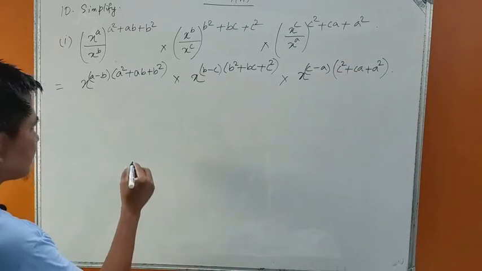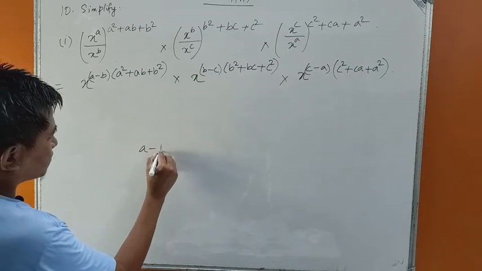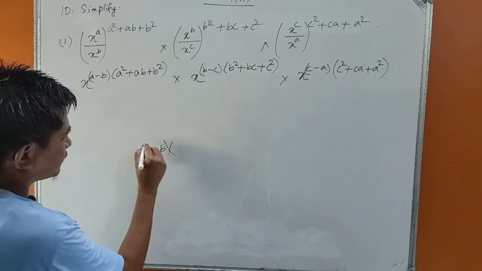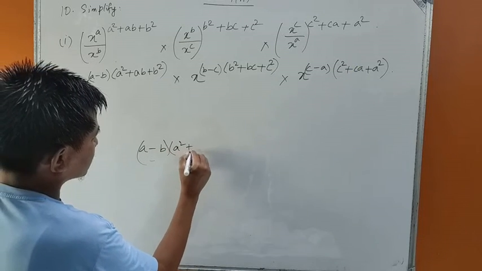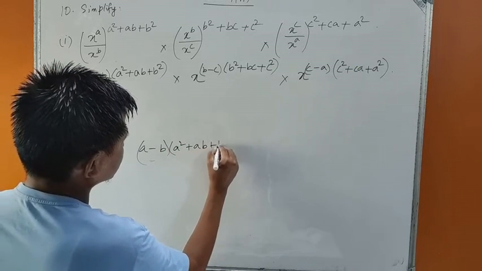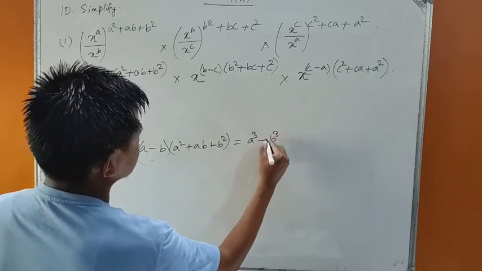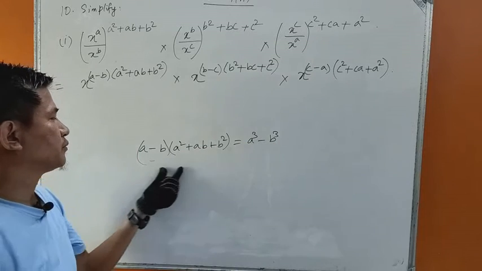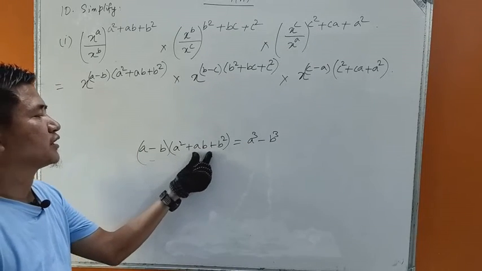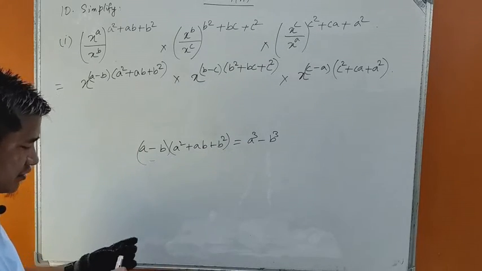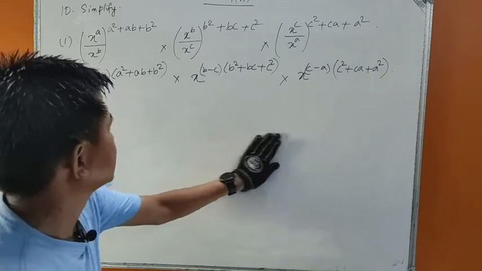So a minus b into a square plus ab plus b square is actually a cube minus b cube, isn't it? The formula for a cube minus b cube is a minus b into a square plus ab plus b square. We know this, isn't it? We have learned this in class 8.